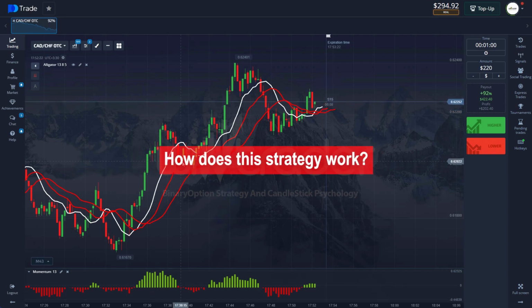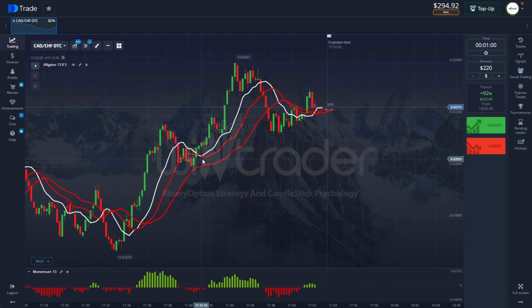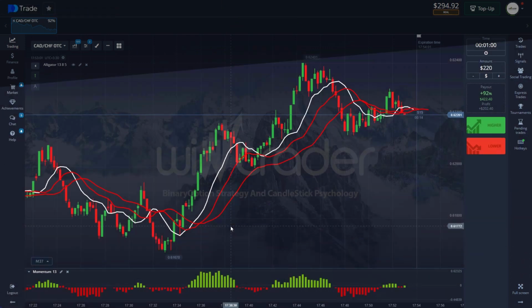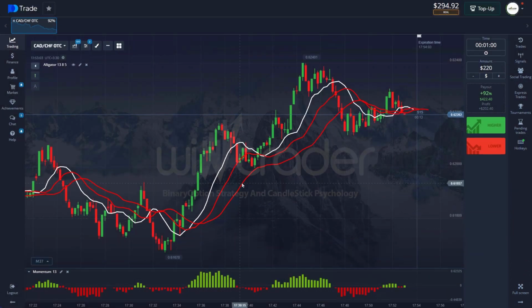Well, let's go to the strategy and method of trading with it. Okay, my friend, when the white line crosses the other two lines upwards and the momentum indicator changes from negative area to positive area, which means it changes color from red histogram to green histogram, we enter the buy position.